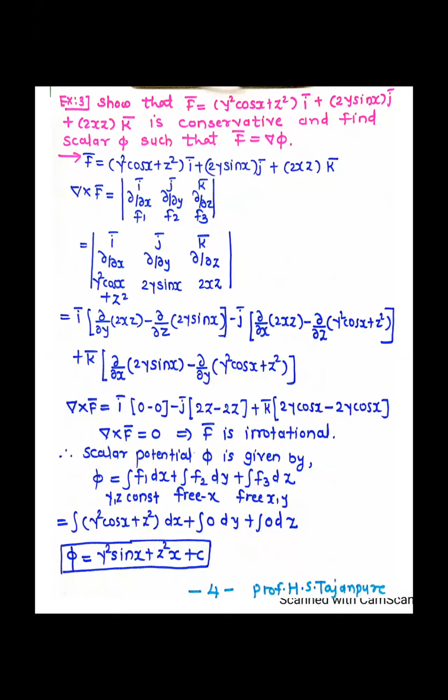Now this is the term y square cos x. We have to integrate with respect to x. So cos x, its integration is sin x. z square, its integration is z square x plus c. Okay. So this is the scalar potential phi. Is it clear? Is example number 3 clear to all of you?